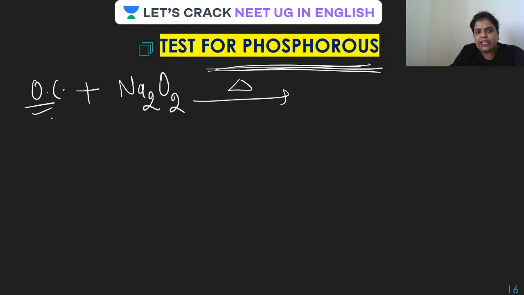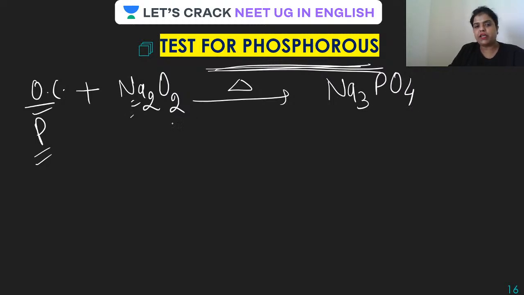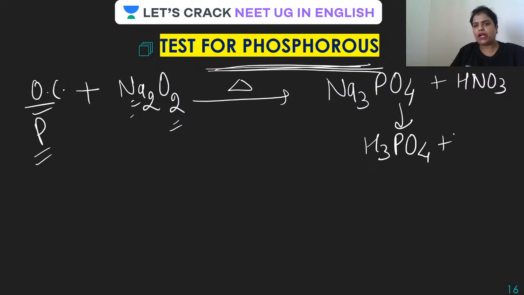Then what will happen? The entire phosphorus present over there will get oxidized to sodium phosphate, because Na is there and peroxide is the oxidizing agent. On heating, it is going to give you oxygen. So the entire phosphorus will convert into sodium phosphate. Then add HNO3 to that. What will happen? Yes, this will hydrolyze the salt and give you phosphoric acid, H3PO4. And no doubt NaNO3 will be there.